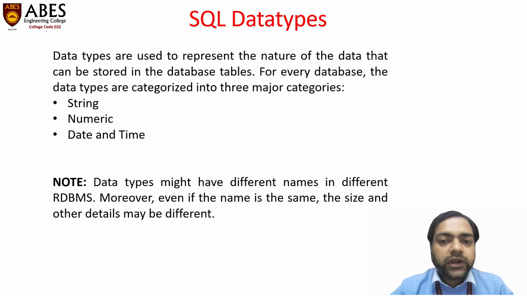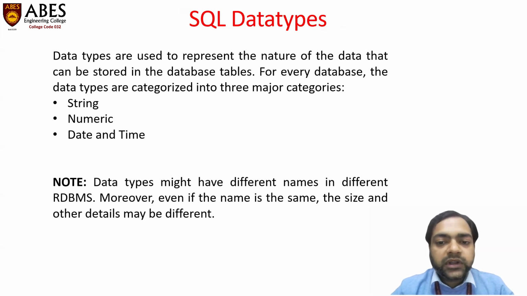Now, next we have SQL data types. Like any other language, SQL also has some data types which represent the nature of the data that can be stored in a particular database table. So we have a table, we have some attributes in it. For every attribute, we need to mention the data type of the attribute, which represents the nature of the data that can be stored.